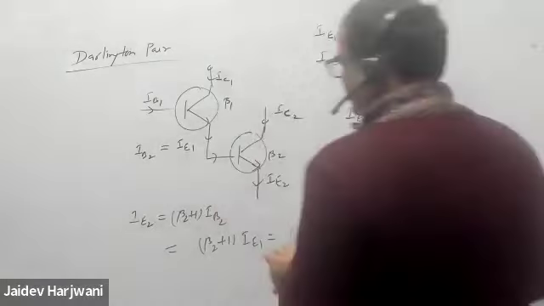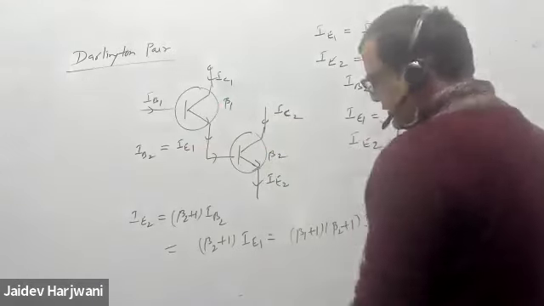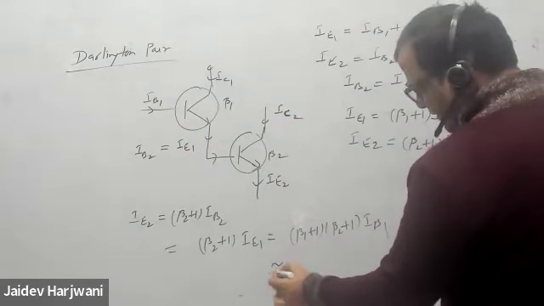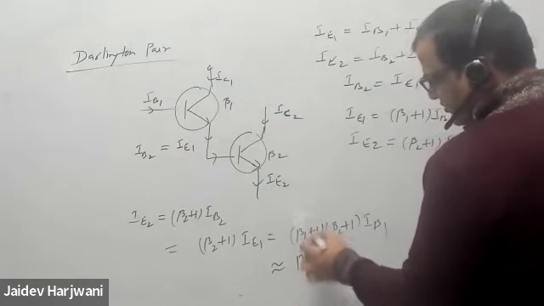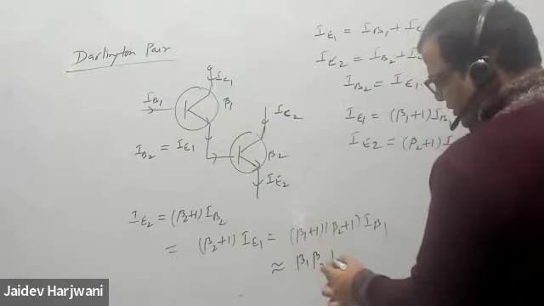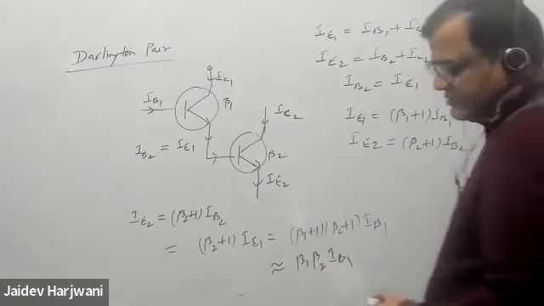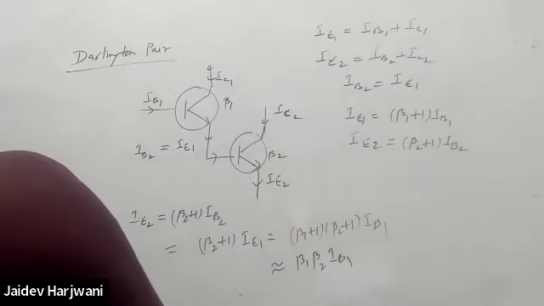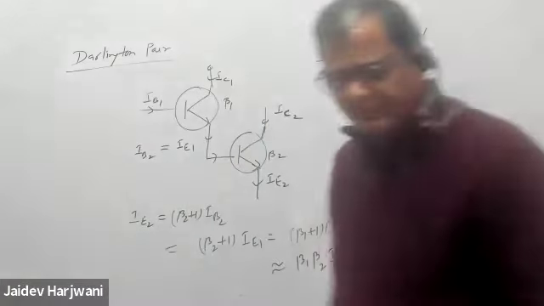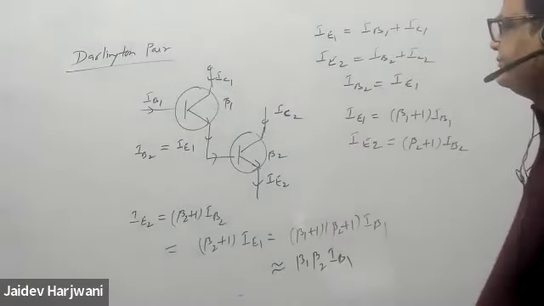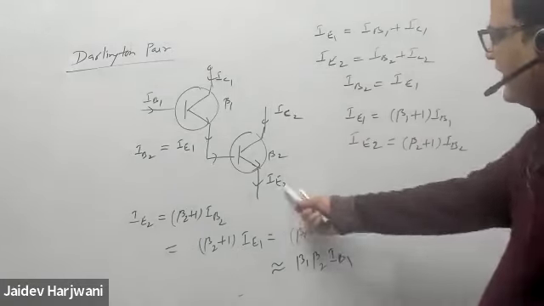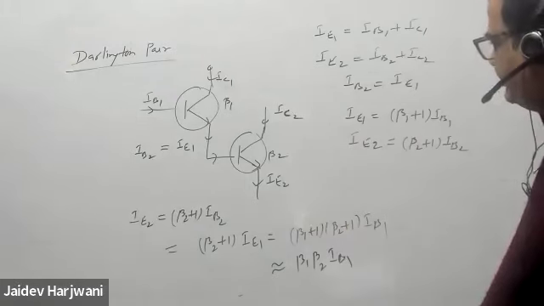So here beta may be the same, beta may be different, and this equation also you can sometimes use like this. If you neglect the 1, you can write IE2 equal to beta 1 beta 2 IB1. This way also you can calculate if beta is very high compared to 1. So let us solve one problem. We have to find here IE1 and IE2.